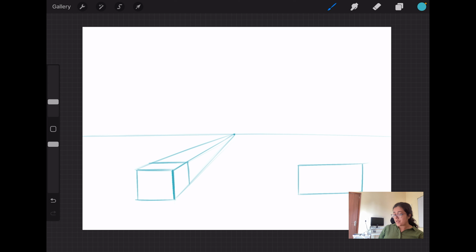Okay, now let's do the same thing with this cuboid. That was a 3D cube. I'm calling this a cuboid because it is a long rectangle. So again, I'm just going to follow the same thing. I'm just going to take the corners like that, like this, and like that. I guess my line was not quite straight, but yeah, like this.